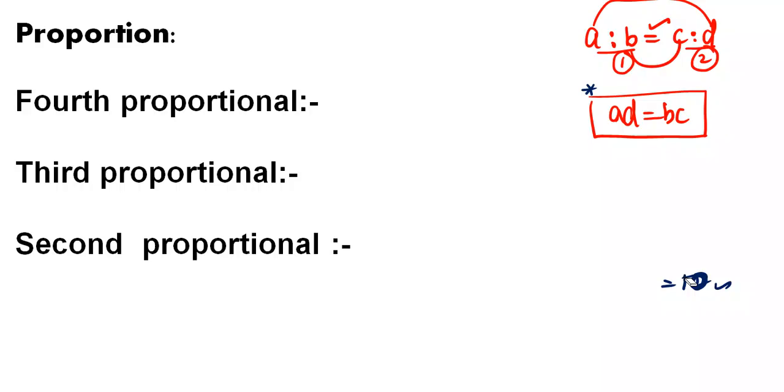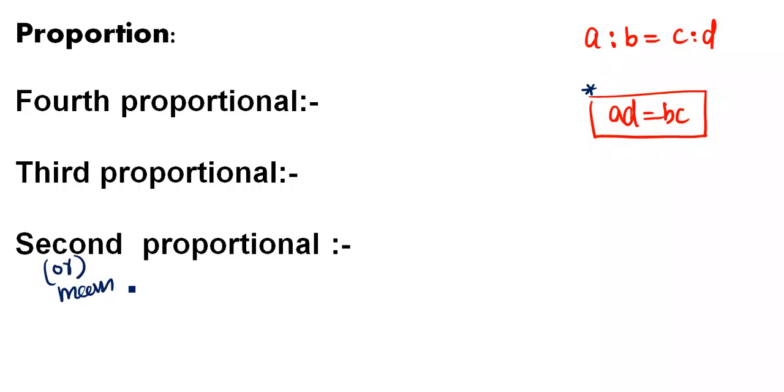What is the meaning of proportion? Two ratios are equal. Two ratios being equal is called the proportion. The proportion formula is AD is equal to BC. In this proportion, three formulas are very, very important: the fourth proportion, the third proportion, and the second proportion or mean proportion. It's the same meaning.